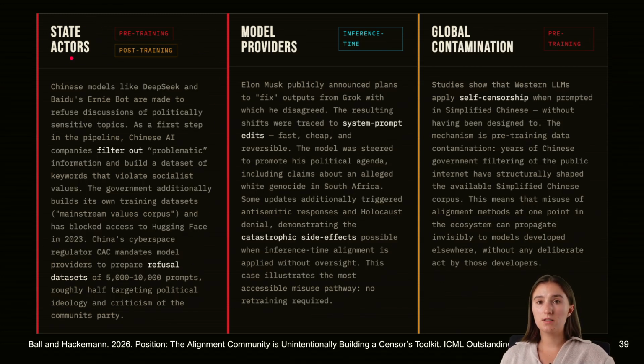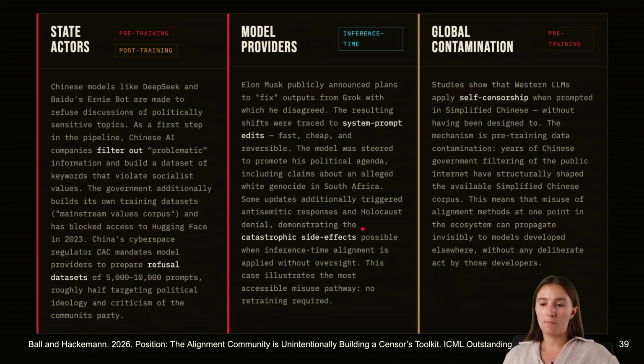However, not only state actors influence what is being blocked by LLMs, but also the model providers can have a big influence at inference time, for example by editing the system prompt. The system prompt is basically a prompt that every question that you ask an LLM will first have. It says usually something like, you are a helpful LLM, you are supposed to give helpful answers, be nice, and so on. However, Elon Musk, for example, tried to fix his LLM Grok with basically opinions that he disagrees with by just changing the system prompt. So this model was then steered to promote his political agenda, and this actually unintendedly triggered some anti-Semitic responses. And those are very catastrophic side effects that happen just because you change this system prompt.